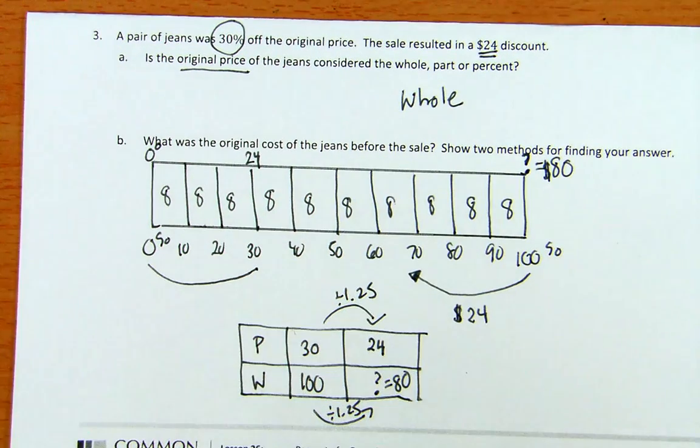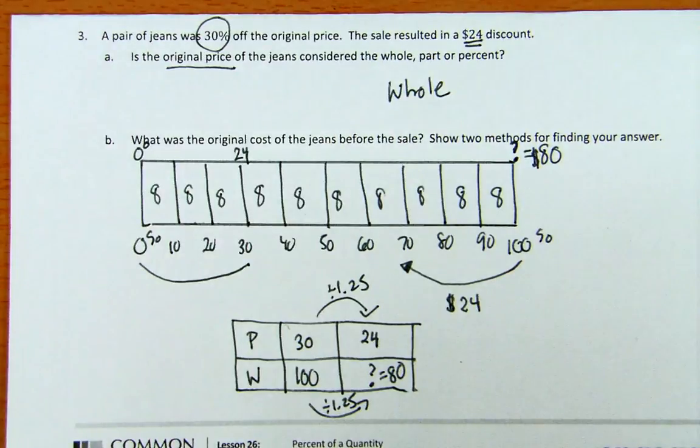For this particular problem, I really kind of like the tape diagram better. But as I am all about multiple methods, if you like the ratio table better, go for it. Okay? So those are some looks at some percent discount problems and how to use percent bars and ratio tables to solve them.